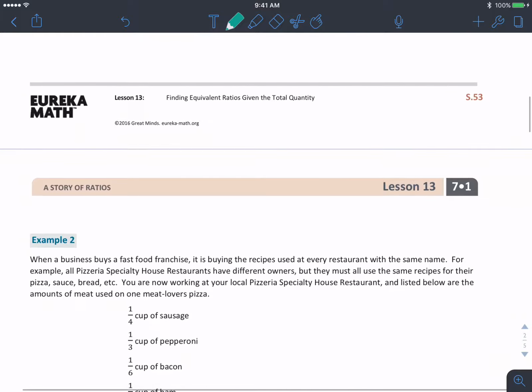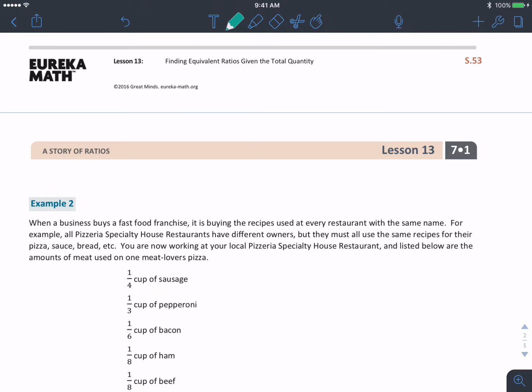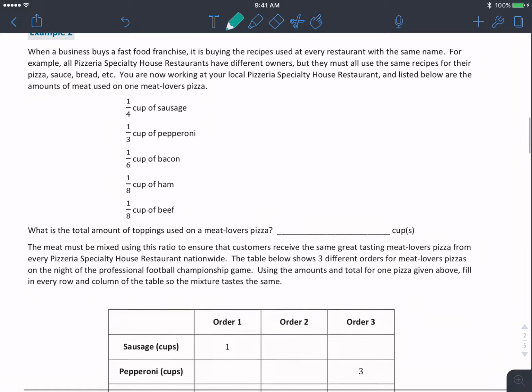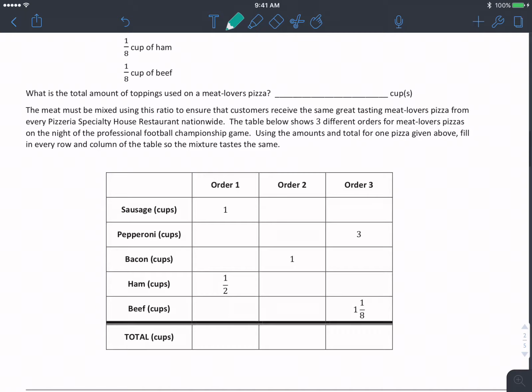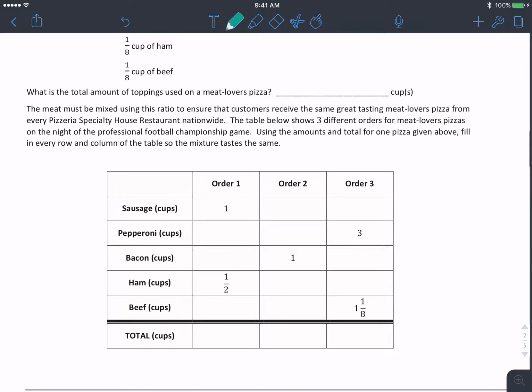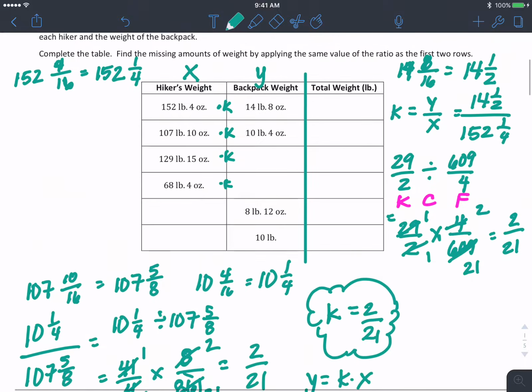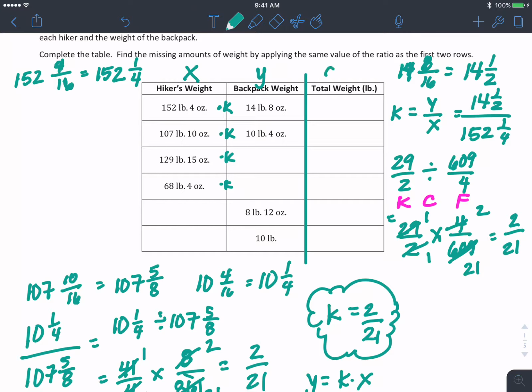For homework, I'm just going to have you do example 1, and I want you to try example 2 so that you can get the total here. To find the total, remember, we're just going to add. We're going to add our hiker's weight to our backpack weight, and that should get our total. We'll go over adding tomorrow if you can't figure that out.